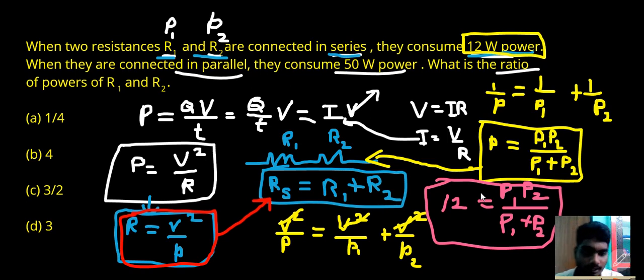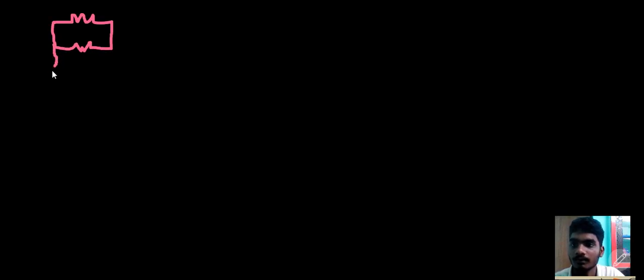This is very simple, right? The next thing is they are connected in parallel. I'm just moving to the next page to show that. They are connected in parallel to a potential difference. This is very important, to a potential difference V. This is R1 and this is R2.